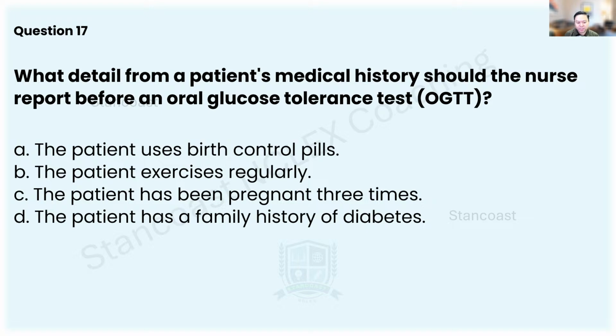I actually prepared so many questions for today. What detail from a patient's medical history should the nurse report before an oral glucose tolerance test? Is it A, the patient uses birth control pills? Or B, the patient exercises regularly? Or C, the patient has been pregnant 3 times? Or D, the patient has a family history of diabetes? What detail from a patient's medical history should the nurse report before an oral glucose tolerance test? Is that A, B, C, or D?